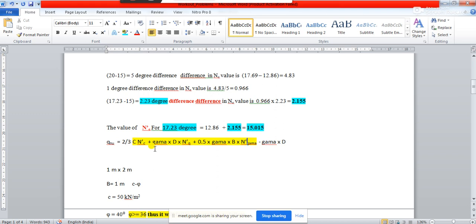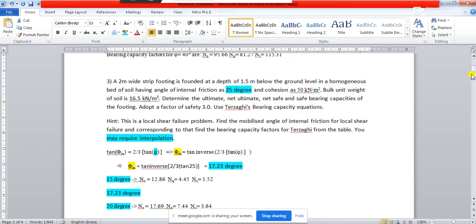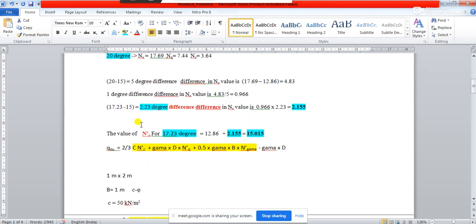This 2/3 will come because of your mobilized cohesion. The value of cohesion, whatever is given, this 50 needs to be multiplied in this equation by 2/3, because this 2/3 C is nothing but your CM, that is the mobilized cohesion value. So 2/3 NC dash, NQ dash here, and N gamma dash.